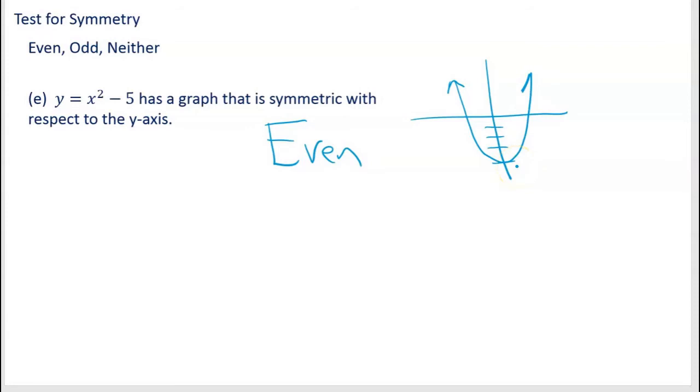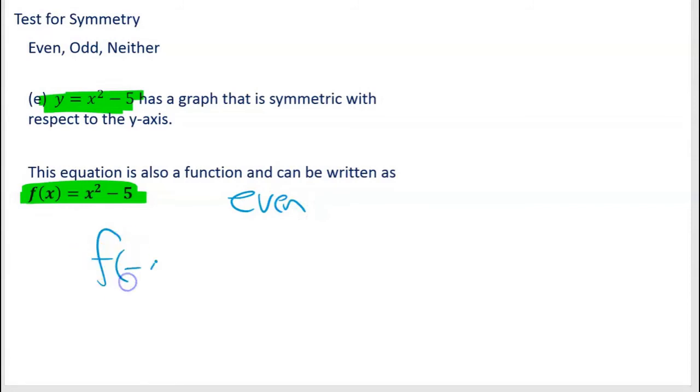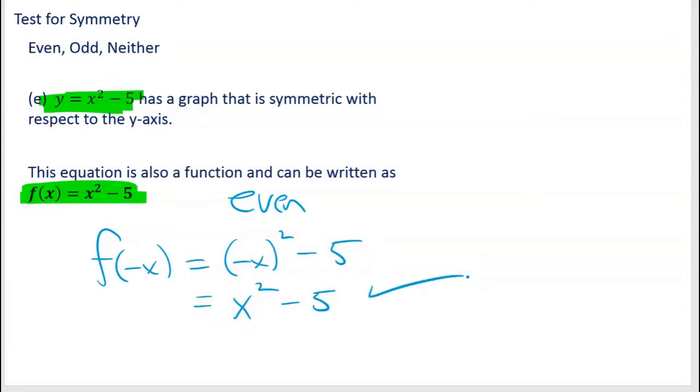It's even. Now, the thing is, when you have an equation that passes the vertical line test, it can be written in function form. So you'll notice this is, of course, in function form, and it's the same equation we have here in just equation form. So when you write it in function form, you could say it has symmetry around the y-axis, or you can call it an even function. Now, what is the test? What you do is you substitute in negative x for every x, just like you do to check for y-axis symmetry. When that simplifies, if you get the original function back, then you have an even function, which is the same as saying you have y-axis symmetry.